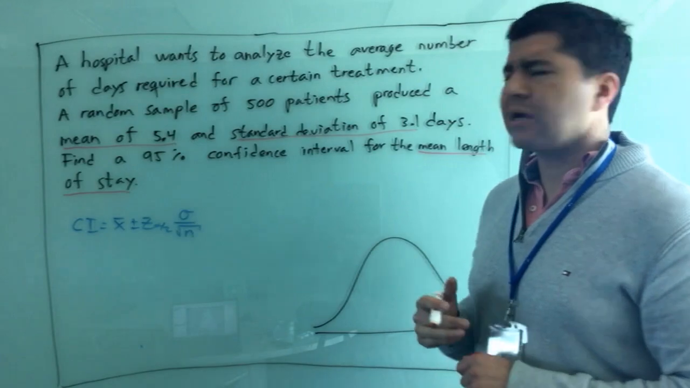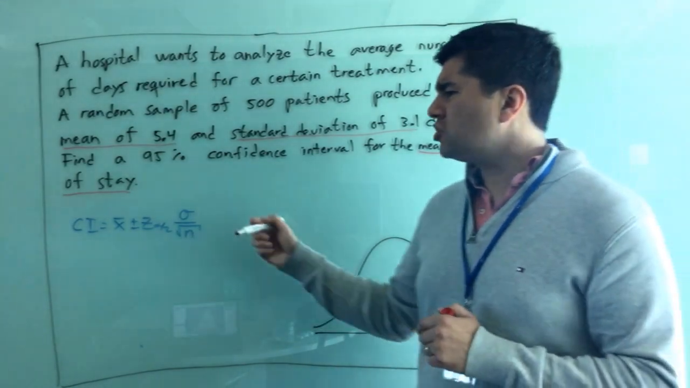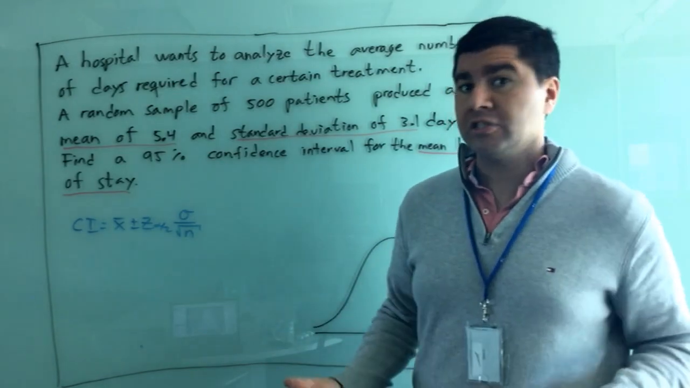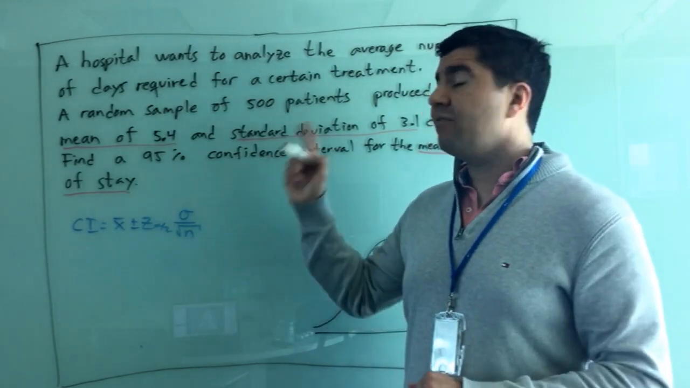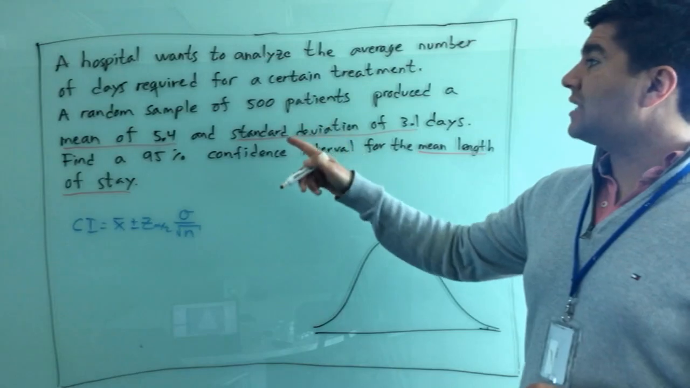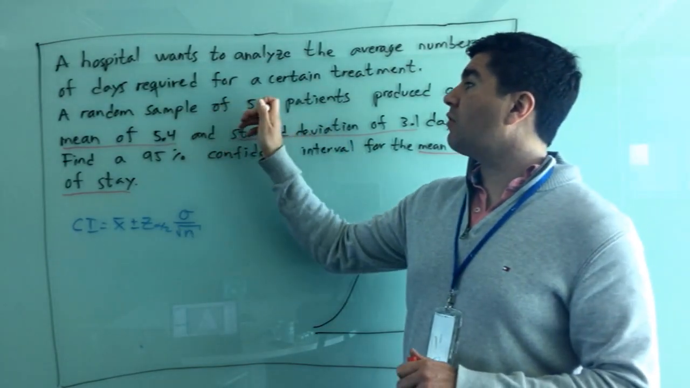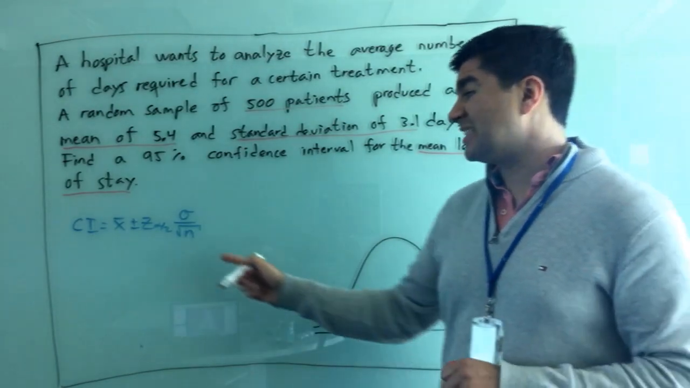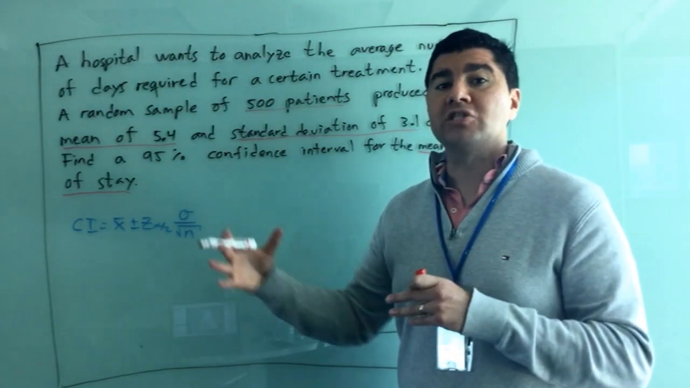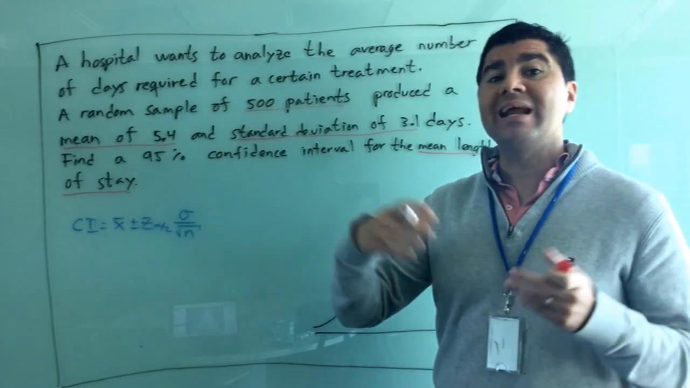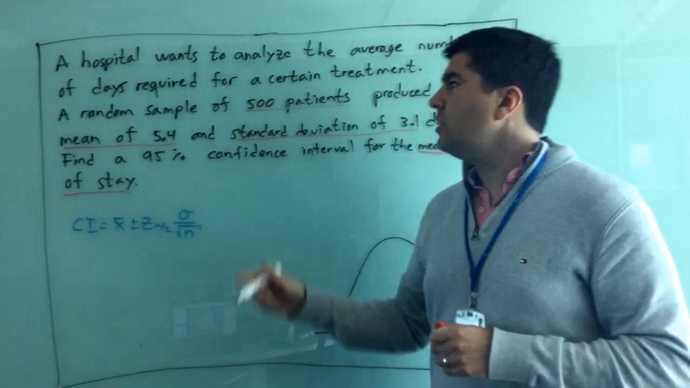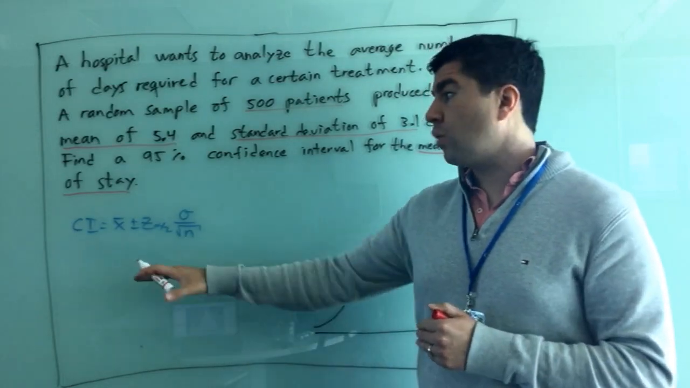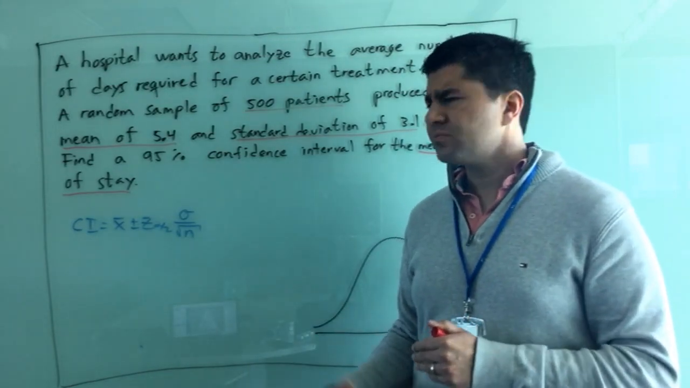Here we can ask ourselves, why are we using the formula for a large sample and not the one for small samples? The reason is at the beginning of the text. It is telling us that it is a random sample of 500 patients. These 500 patients is the sample size. Because 500 is larger or equal than 30, we can say that we can use a large sample to analyze the confidence interval.